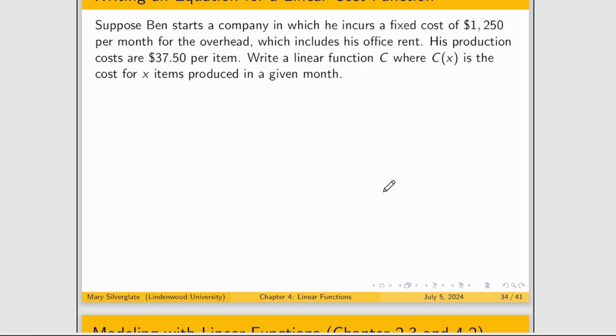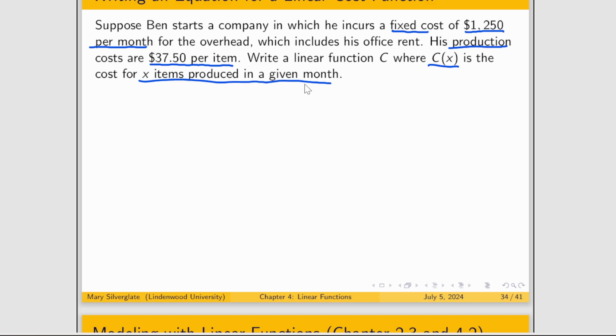Suppose Ben starts a company in which he incurs a fixed cost of $1,250 per month for the overhead, which includes his office rent. His production costs are $37.50 per item. Write a linear function c where c(x) is the cost of x items produced in a given month.